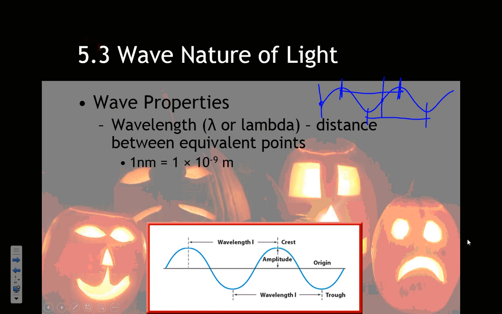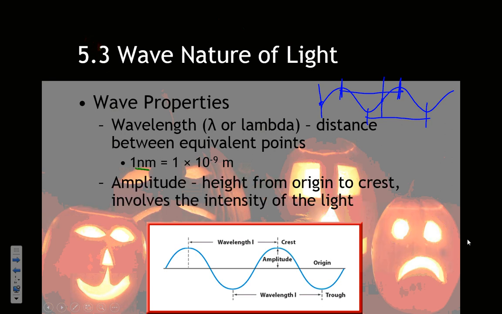And for many of our waves, these are very, very small numbers. Like in the visible part of the spectrum, the wavelengths are actually very, very small things. So instead of meters, we sometimes use other things, like nanometers is a common one that you're going to see. A nanometer is like a millimeter or a kilometer. It's just a way to change the prefix, and it means 1 billionth. So 1 nanometer is 1 billionth, 1 times 10 to the negative ninth of a meter.